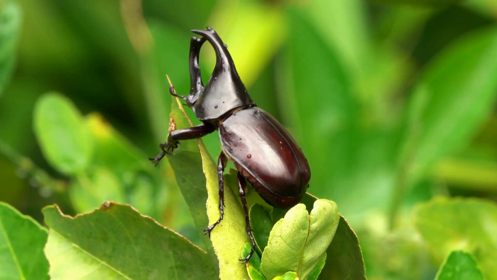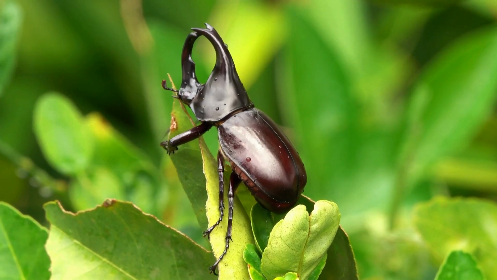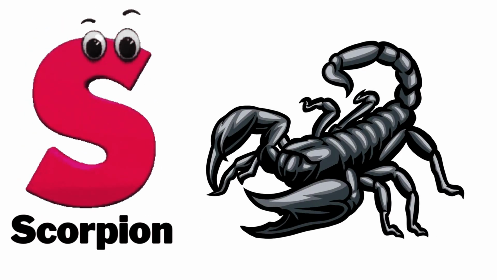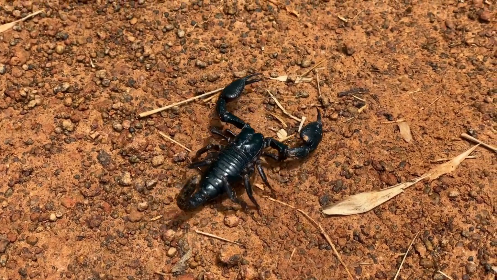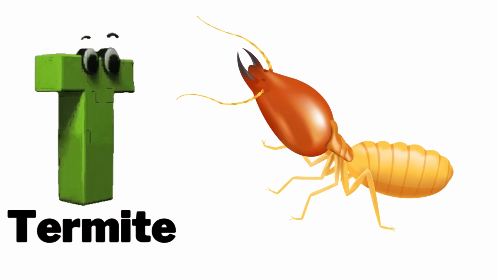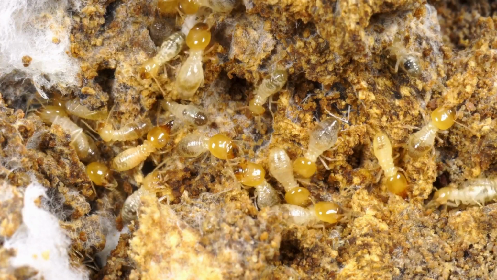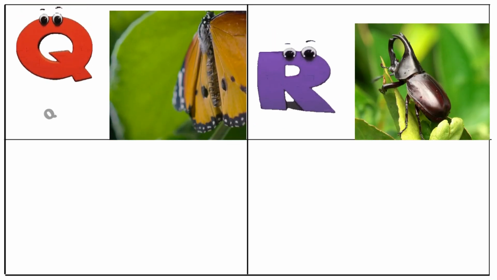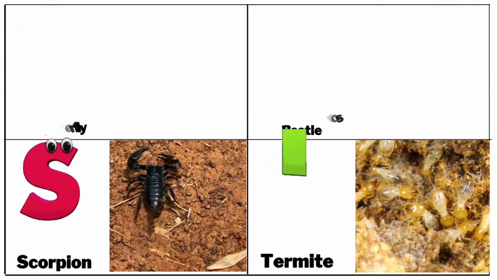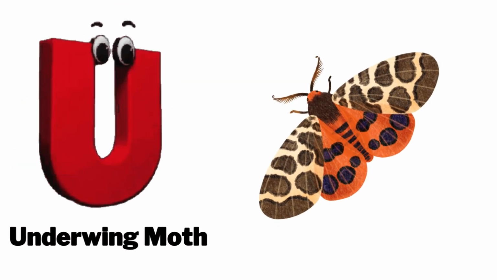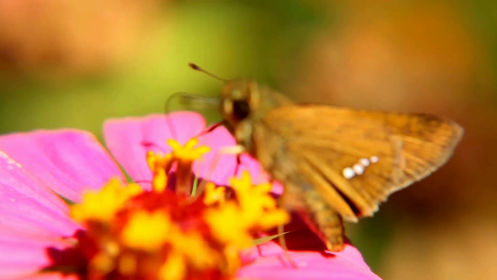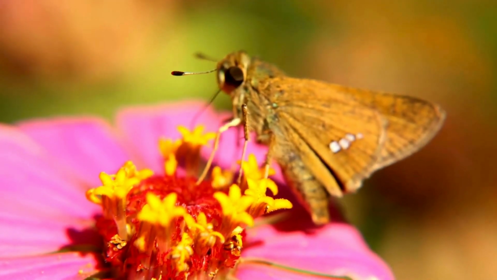R is for rhinoceros beetle. Rhinoceros beetle. S is for scorpion. Scorpion. T is for termite. Termite. U is for underwing moth. Underwing moth.